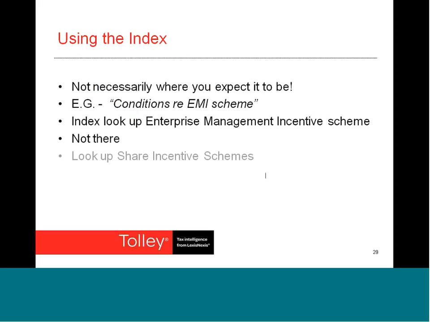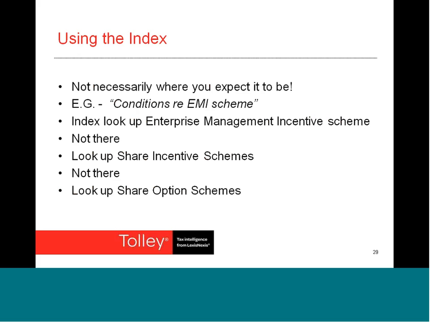Okay, so if I haven't got EMI, then what will I look up? So I have to think laterally. So I think, all right, EMI is a share scheme, a share incentive scheme. I'll look up share incentive schemes. No EMI there at all. So again, I have to think, okay, well, what sort of share scheme is it? It's a share option scheme. And then once I get to share option scheme, I will eventually find EMI. So it isn't amazingly useful. What would have been much easier for me is if I could think, all right, EMI, share scheme, employees, that's a TEPA, and then go to the contents of a TEPA, and then I would have eventually found my conditions for an EMI.